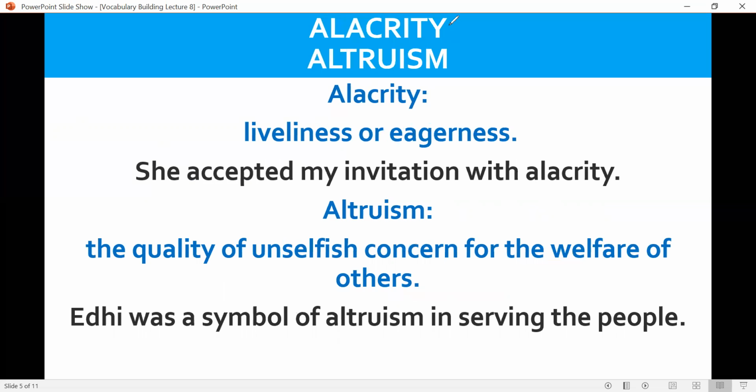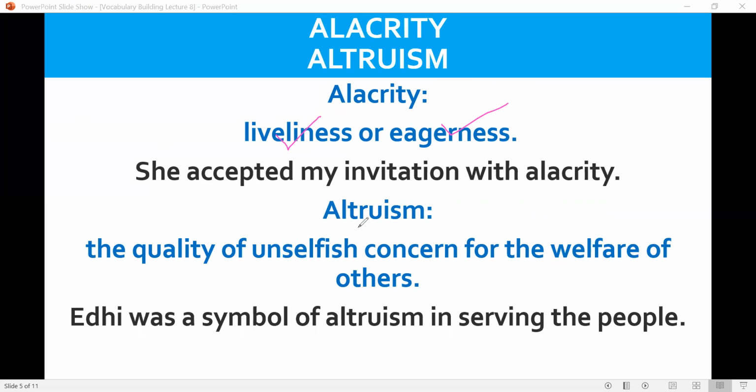Alacrity and altruism. Alacrity means liveliness or eagerness. The passion to do something is eagerness. Liveliness means always in a happy mood. He accepted my invitation with alacrity.